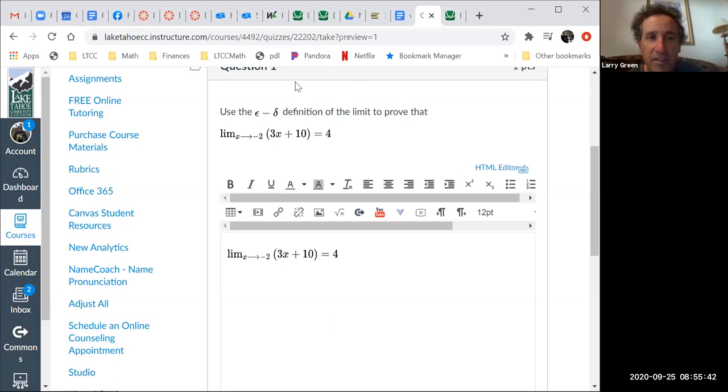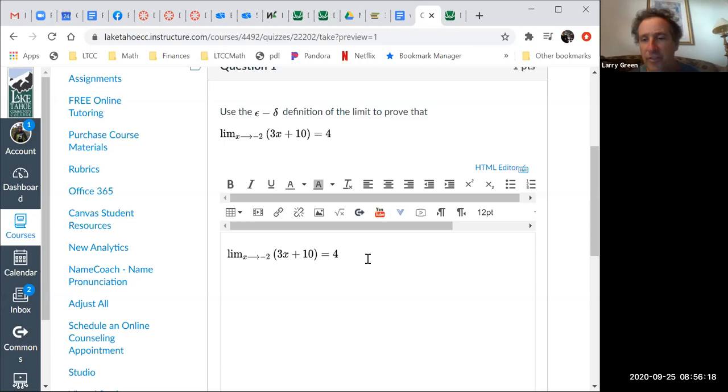We are supposed to use the epsilon delta definition of the limit to prove that the limit as x approaches -2 of 3x plus 10 is equal to 4. All right, so as I mentioned a few days ago, how do you start these kind of proofs? What's the first thing you do before you even prove anything? Do you remember? Yeah, scratch work. So we're going to go backwards is the idea. So that's what we're going to do.